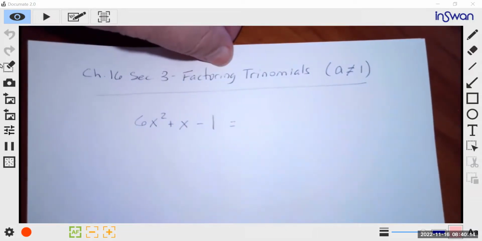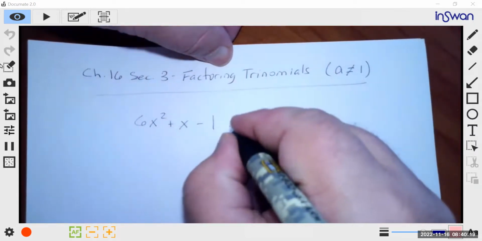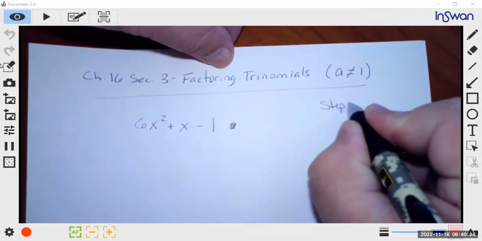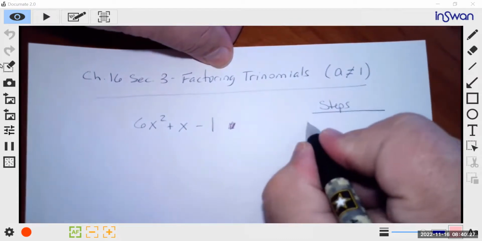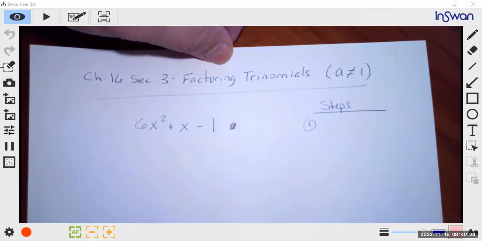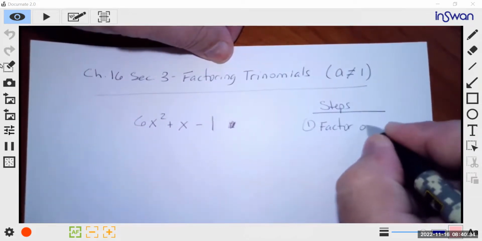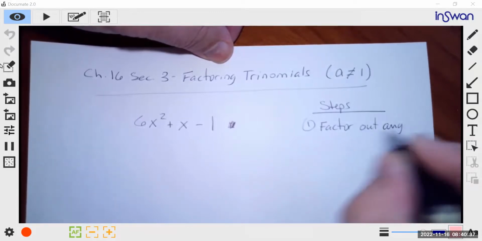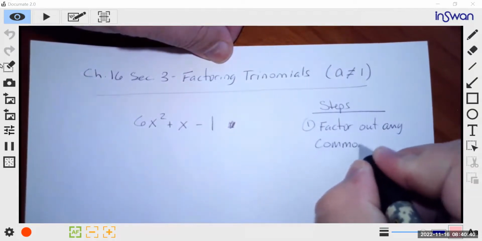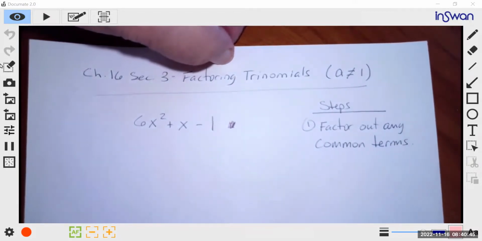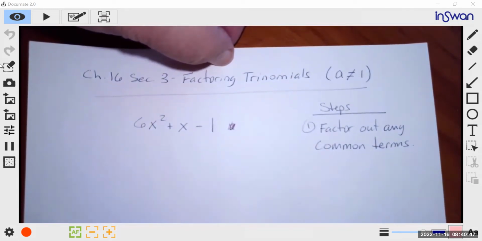Let's factor this one out. Here are the steps. First, your first step always, when you're doing these factoring problems, factor out any common terms. Do all 3 of them have numbers in common or letters in common? If they do, factor that out.